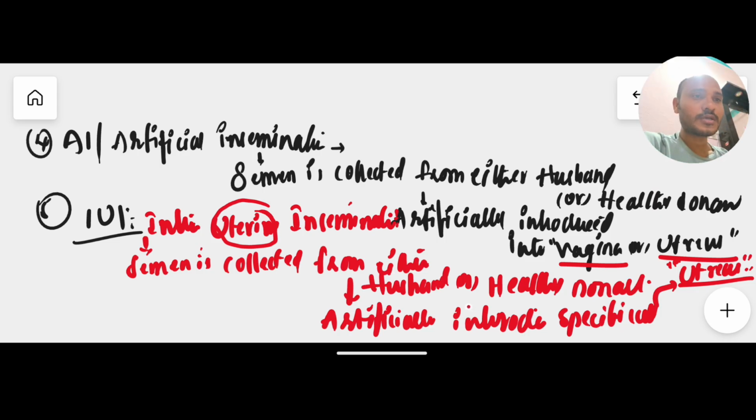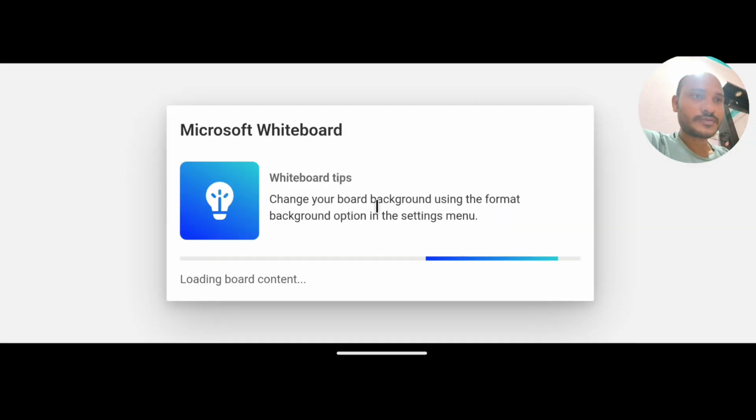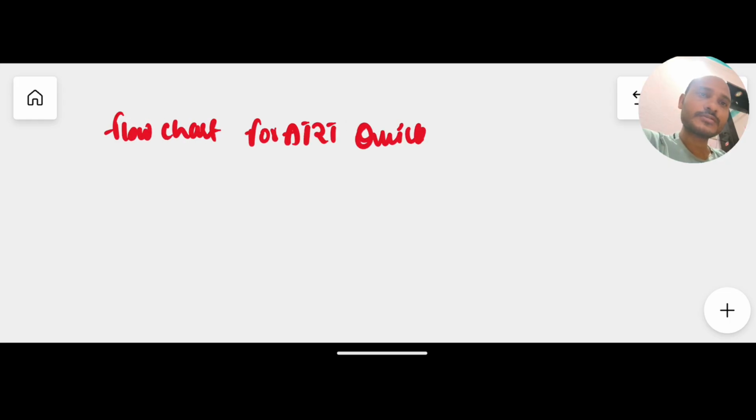So this is all about the different types of in vivo methods, and we also discussed in vitro fertilization methods. Now there is a quick flowchart for quick revision of ART. We will go through it here. For quick revision, I am providing a flowchart for ART.